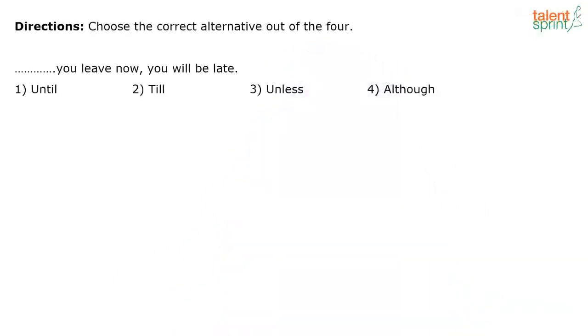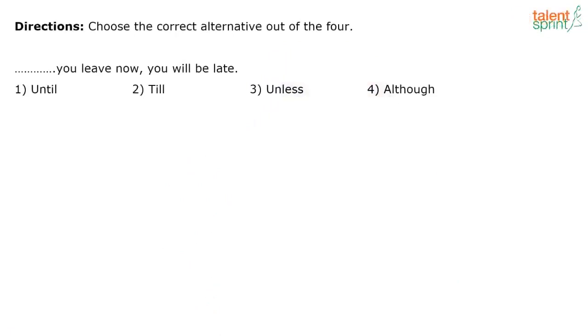It's a very clear differentiation, right? Until you will use only when there is a time reference. Unless you will use when there is a condition. Period. You have to get this straight. You cannot make mistakes anymore in such basic concepts, right? So until is till the time that, but there is a condition expressed here. What is the condition? If you don't leave now, you're going to be late. So better leave now, right? That's the condition. So unless you leave now, you will be late, not until. Doesn't make sense, no? Until you leave now, you will be late.